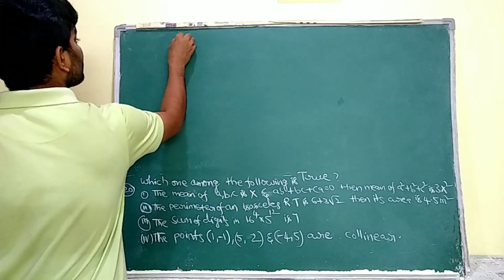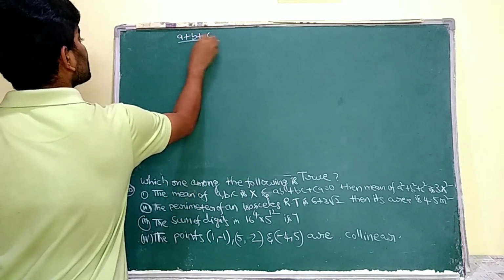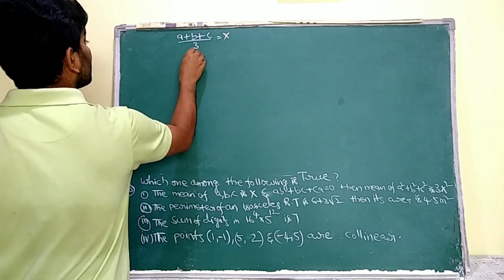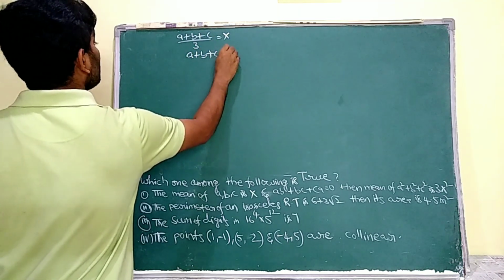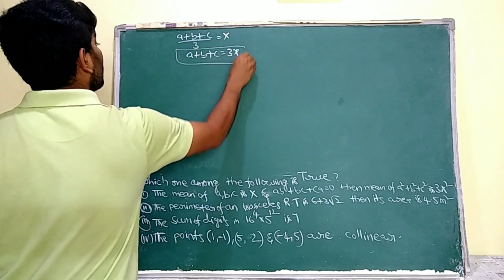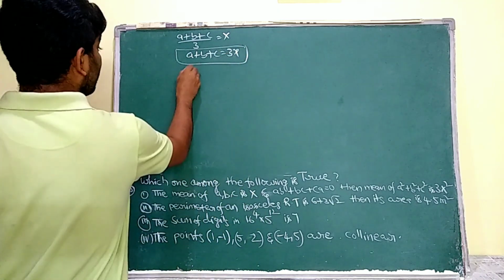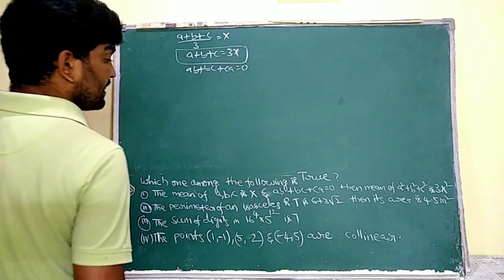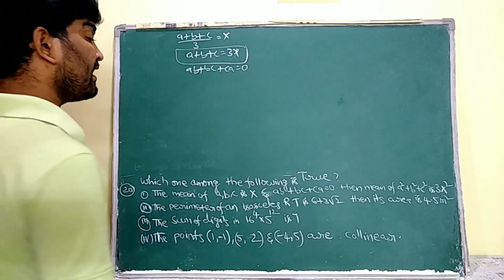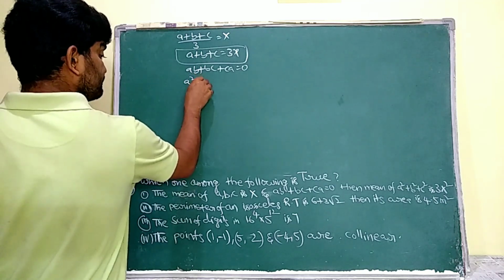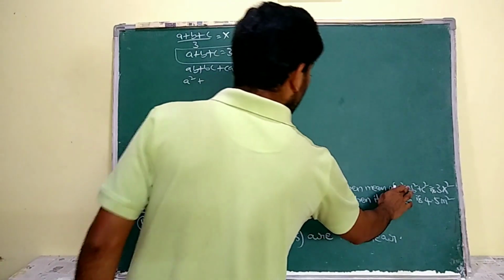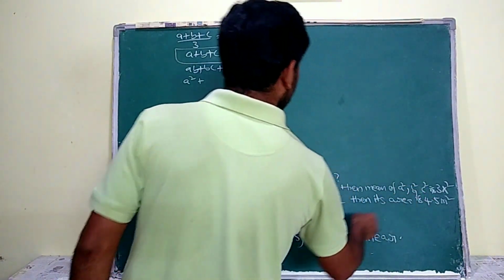Mean of a, b, c means we know that (a plus b plus c) by 3 is equal to x. That is, a plus b plus c is equal to 3x. Now, he also gave ab plus bc plus ca is equal to 0. Then he is asking us to find the mean of a square, b square, c square.